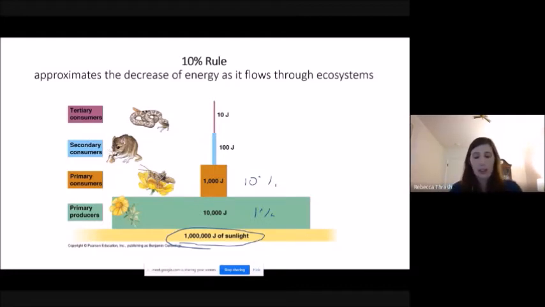This effect of the second law of thermodynamics also explains why there are more producers in an ecosystem than primary consumers, then secondary consumers, and then tertiary consumers. This snake has to eat a lot of mice in order to get the same amount of energy as that mouse got from the grasshoppers, or that grasshopper got from the plants here.